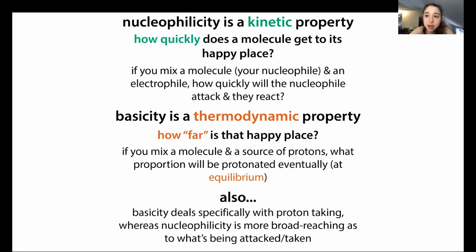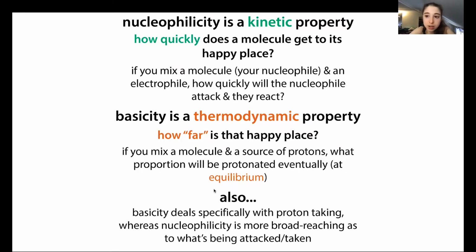If you were to mix the molecules, eventually they would reach their happy place where some proportion of it would be protonated and some proportion of it would be deprotonated. And basicity is asking how much is protonated at that point. The more basic, the more will be protonated, because basicity is like stealing a proton. If you're a strong base, you have a stronger probability of stealing a proton, and if you have a lot of copies, most of those copies are going to be protonated.